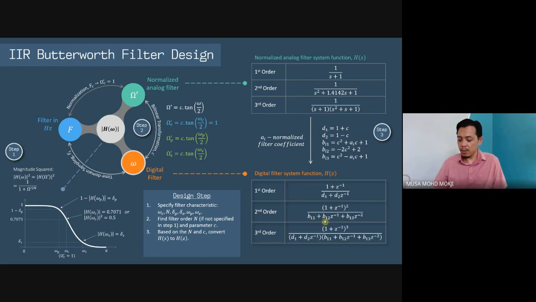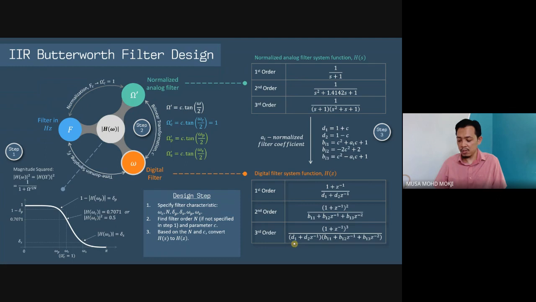For second order, you need B11, B12, B13. If it is B11, then the I here will be 1. So what is B11? B11 is C squared plus A1 C plus 1. Everything, the A, will be given. This A is 1.4142. And what is C? Again, you need to solve this one, and you get C. Then you can plug in the C value. You already know A is 1.4142, and so on.